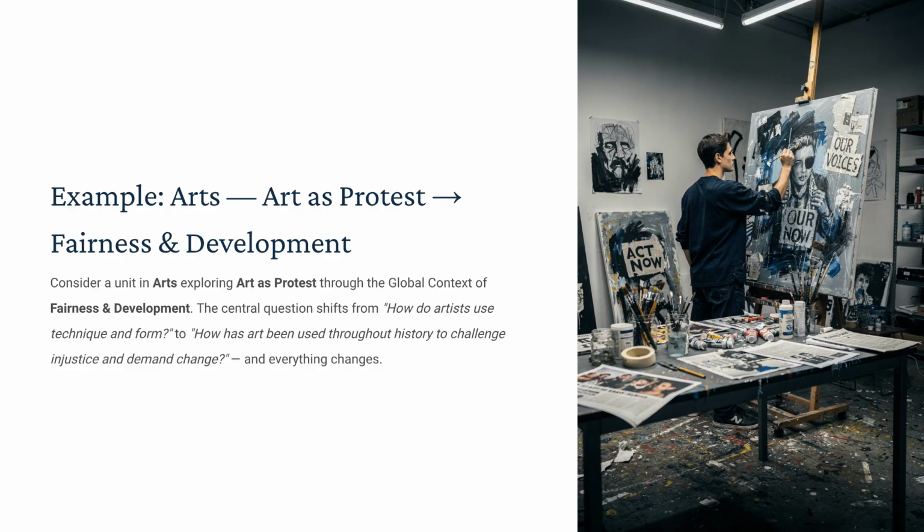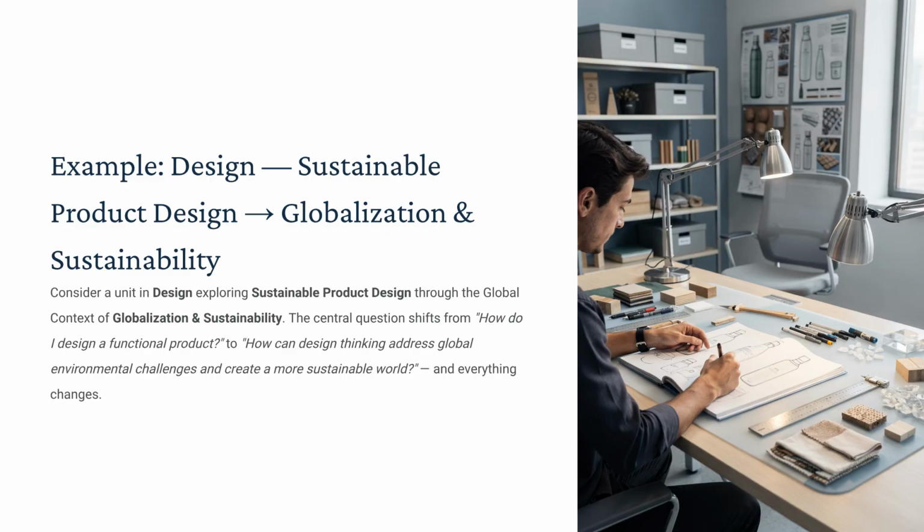For arts, a unit on art as protest through fairness and development transforms the learning. The focus moves from how do artists use technique and form to how has art been used to challenge injustice and demand change. In design, exploring sustainable product design through globalization and sustainability shifts the central question. The shift is from how do I design a functional product to how can design thinking address global environmental challenges and create a more sustainable world.